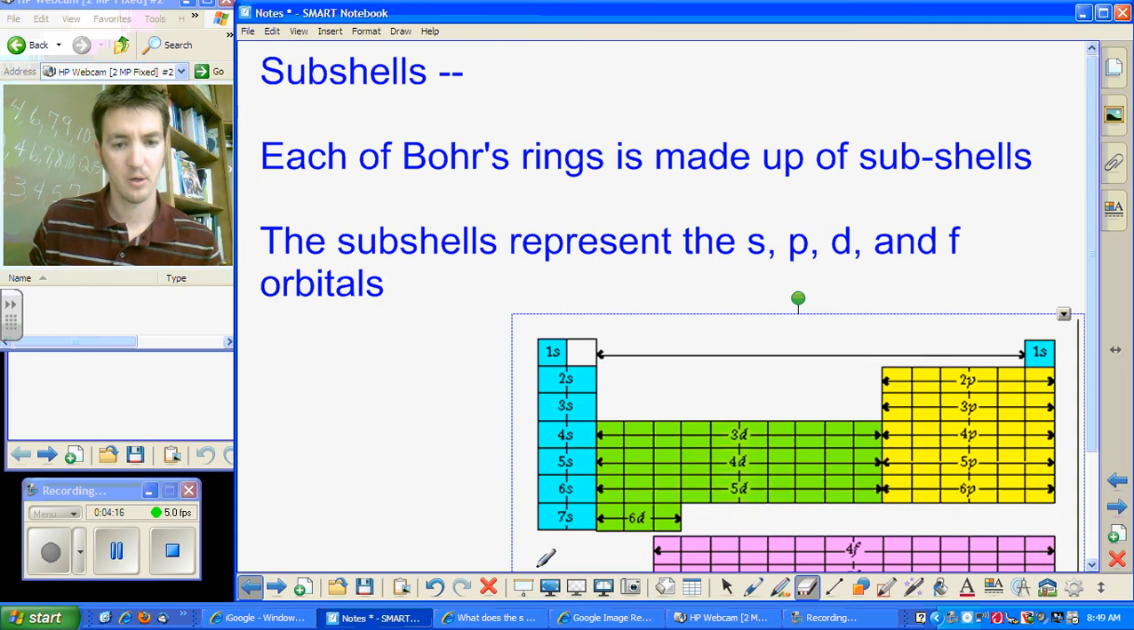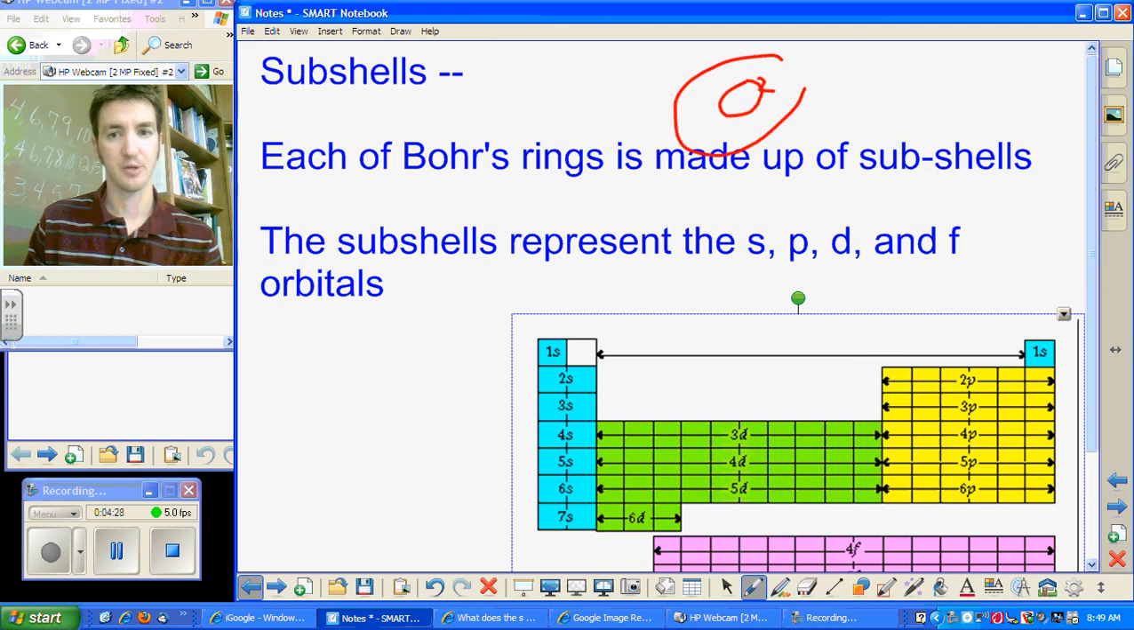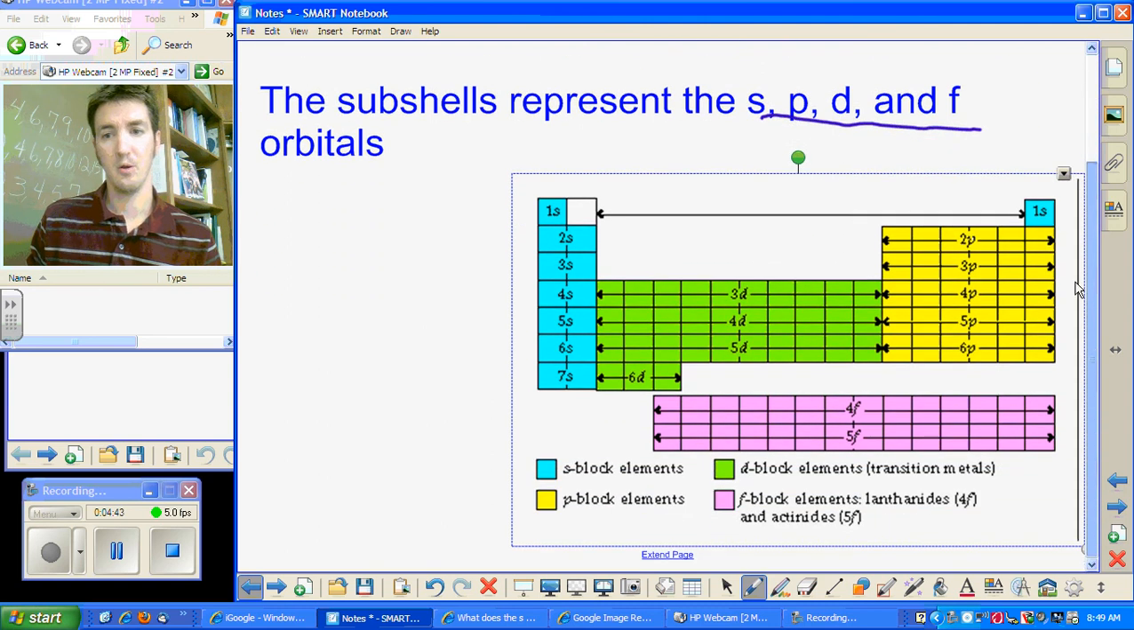So, with the Bohr model, or I guess comparing the subshells to that, each of the Bohr model's rings is made up of subshells. So all we've ever drawn are just, like the first shell holding 2, and like I said, second shell holding 8. But those 8 electrons live in 2 different places. We've drawn them all together. So the subshells represent the S, P, D, and F orbitals that we just learned about.